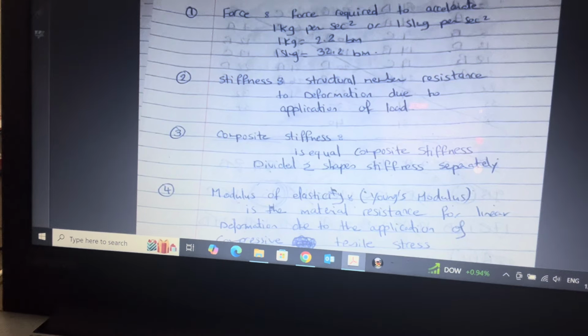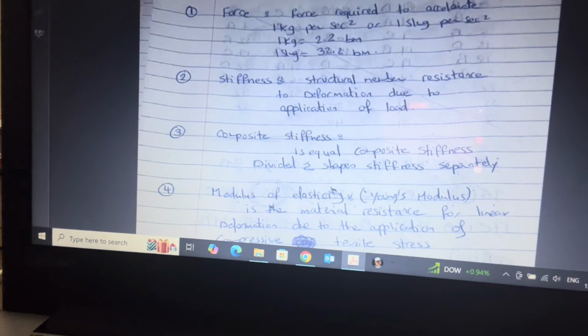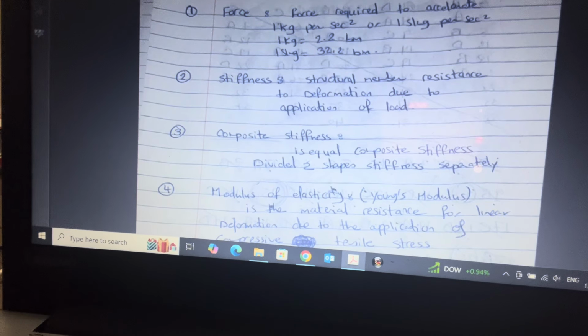Also, we have the composite stiffness, which is equal to the summation of the shapes' stiffness separately. So if we have a composite shape, you calculate the composite stiffness as the summation of the stiffness of the first shape plus the stiffness of the second shape.